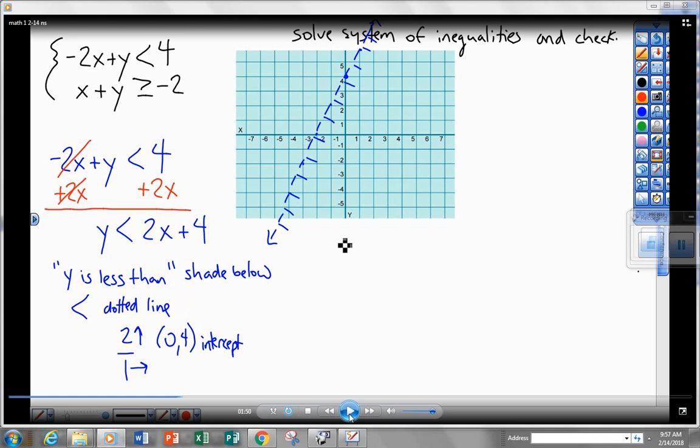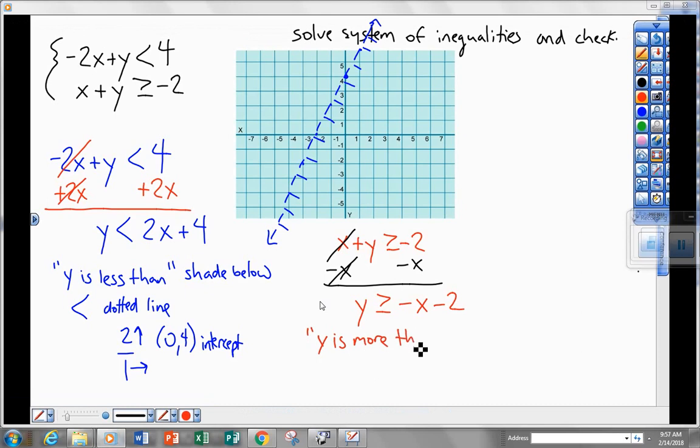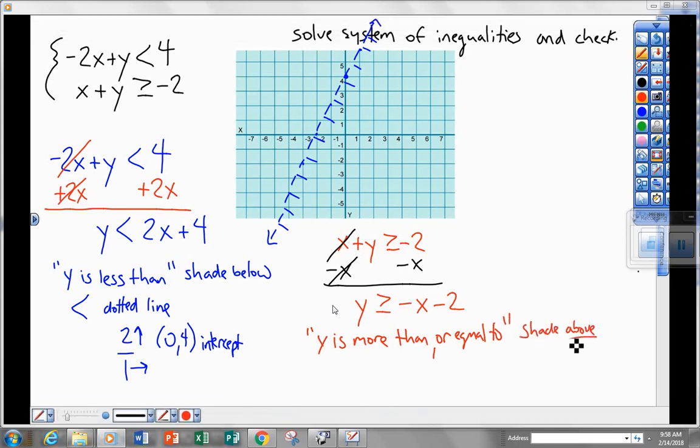Light. For my red line, x plus y greater than or equal to negative 2. First step is to solve that for y by getting rid of that x, minus x on both sides. That gives me y greater than, y is more than or equal to. More than, greater than. That doesn't look like an L. More than or equal to negative x minus 2. On any graph, more than or equal to, shade above. I don't care again how the line looks, shade above the line. And because it's more than or equal to, that is a complete inequality. You want to draw a solid line. No dashes, solid.